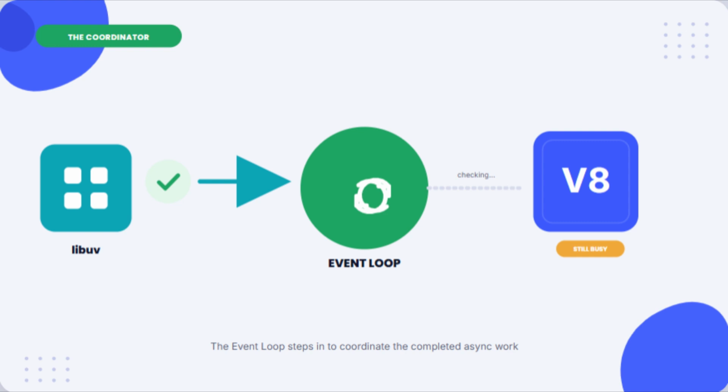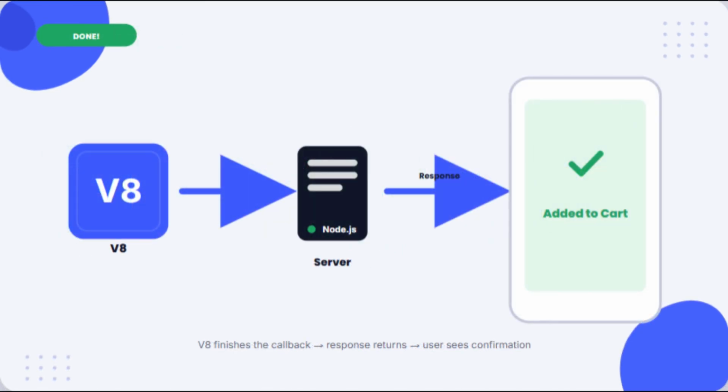Its entire job is to keep checking over and over. Has libuv finished anything? Is V8 free right now? The moment both are true, it hands the finished result over to V8. Now V8 takes this result, finishes the small remaining work like putting together a reply that says added successfully, and sends it back to your phone. So on your screen, you can see added successfully. All of that happens in a fraction of a second.